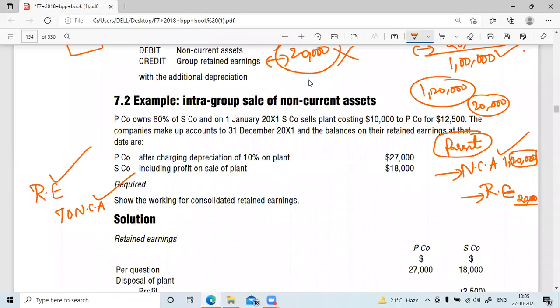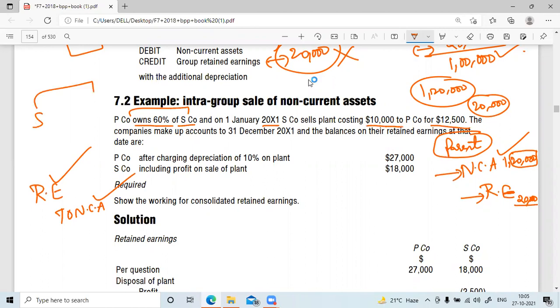P company owns 60% of S company. So the parent owns how much of the subsidiary? 60%. On 1st July 2001, the subsidiary company sells plant costing 10,000 to the parent company for 12,500. So the subsidiary sold plant and machinery to whom? The parent. They bought it for 10,000 and sold it for 12,500. So do you think this 2,500 is a realized profit? Unrealized profit, correct?